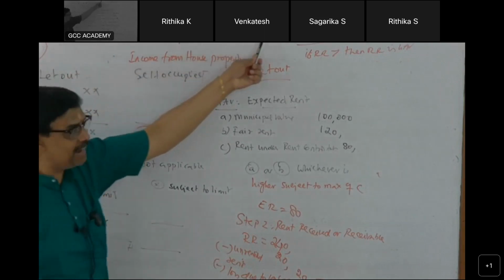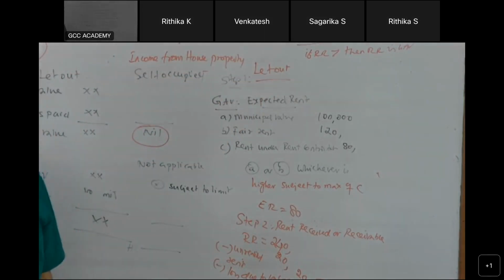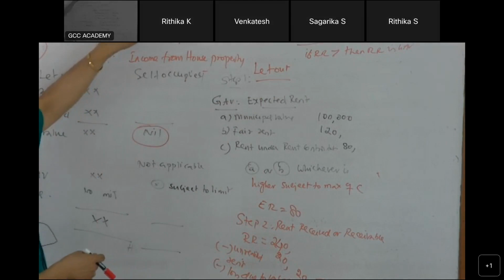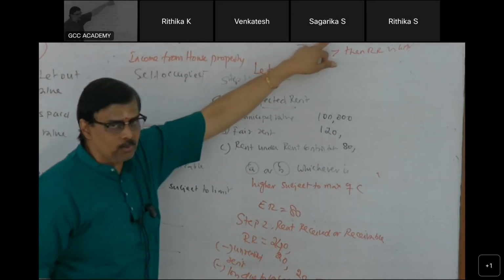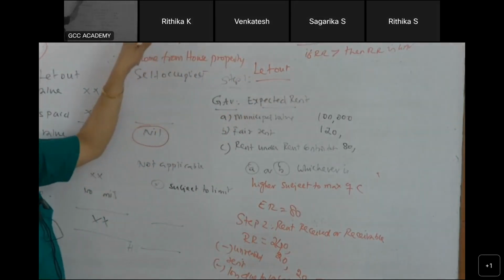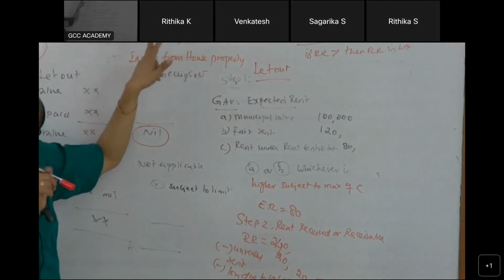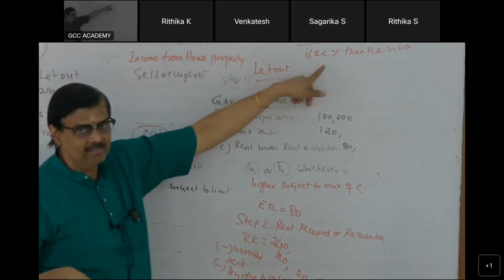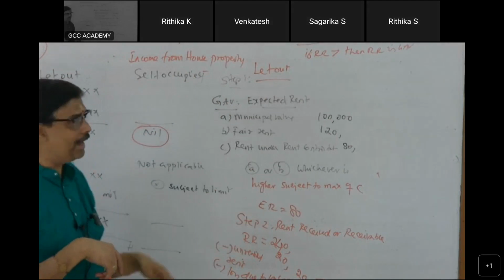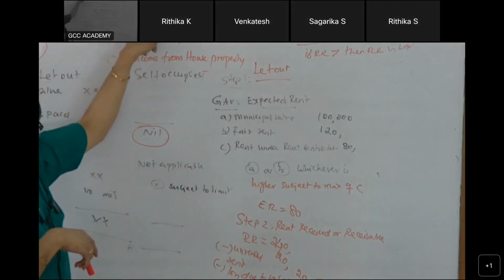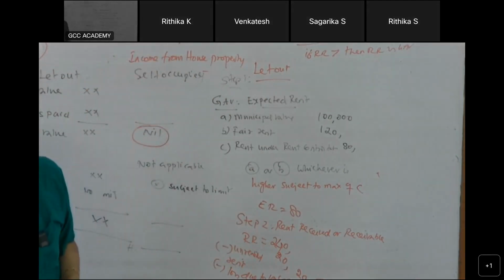RR is less than ER. Then ER minus vacancy is what? 90. But at that time I told you to compare again with what? RR. And now RR is what? 110. Then GAV is what? 110. Exactly.